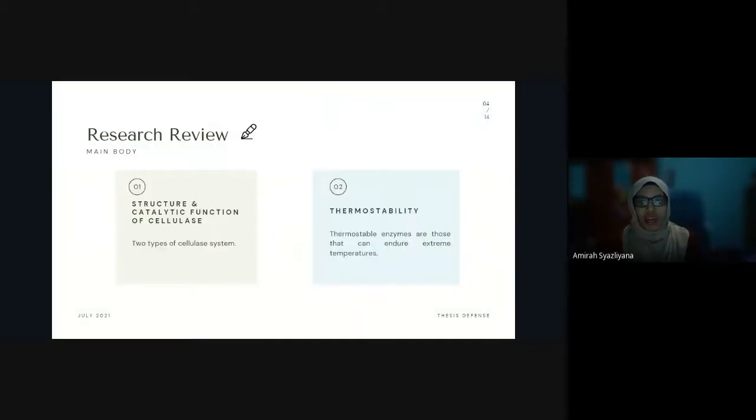The research review involved two main bodies. The first one is the structure and the catalytic function of cellulase, and the second one is the thermostability. In the first one, I will talk about the two types of cellulase system. In the second one, the thermostability of the enzyme, I will talk about the thermostable enzymes that can endure extreme temperatures.